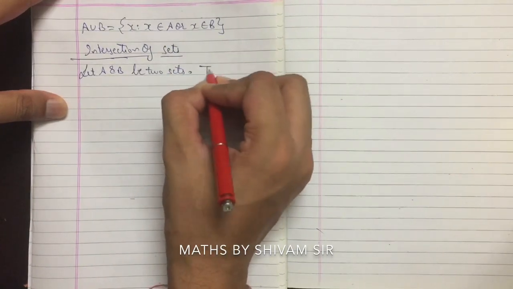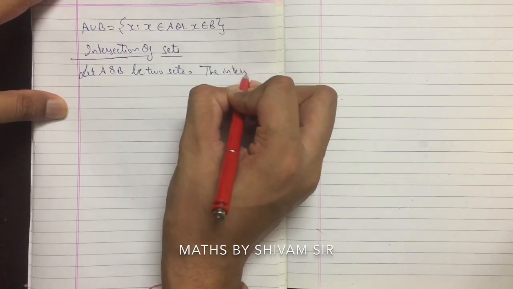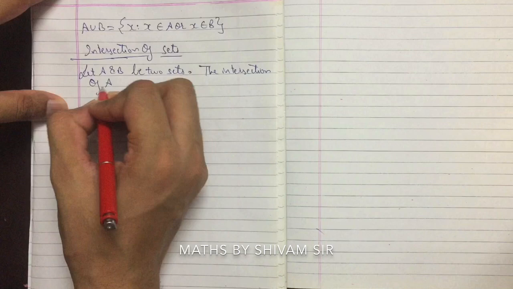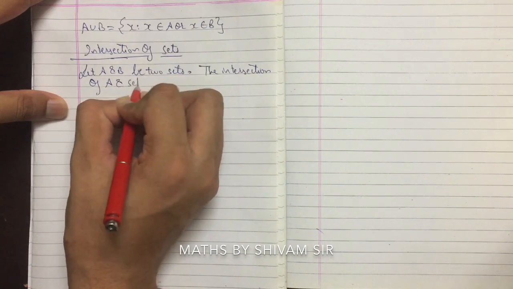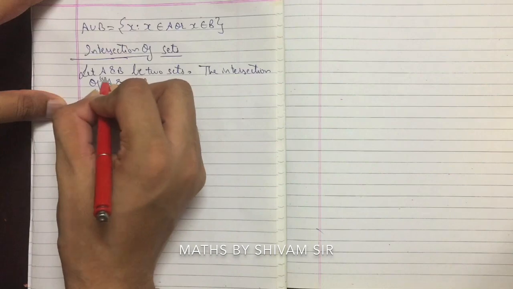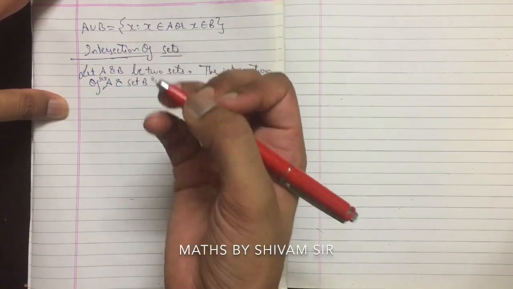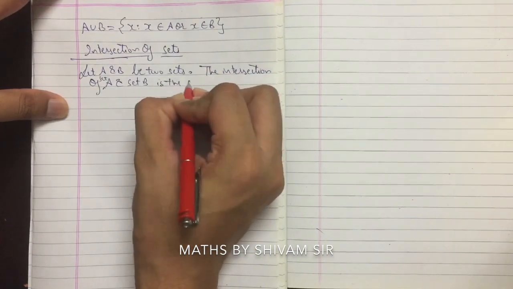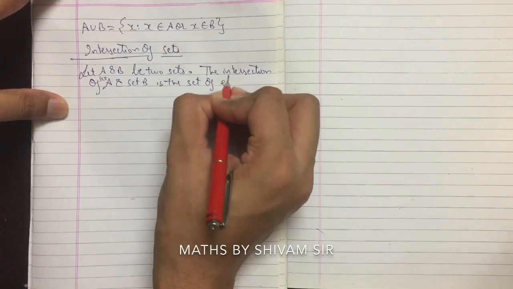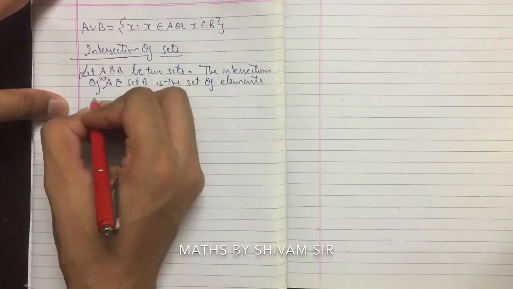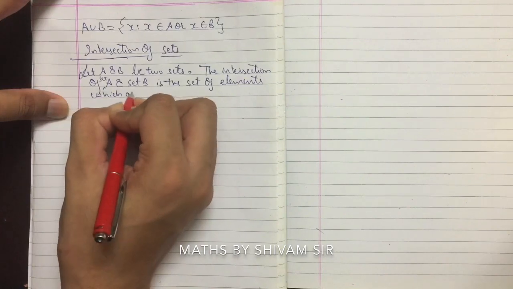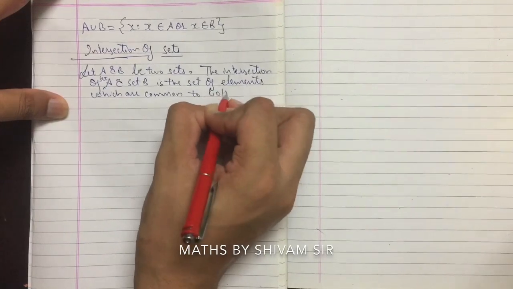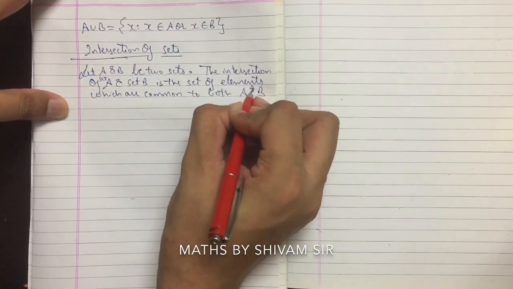So the intersection of set A and set B is the set of elements which are common to both A and B.